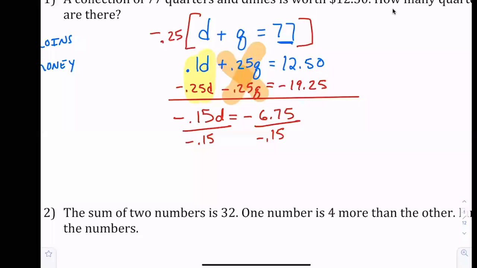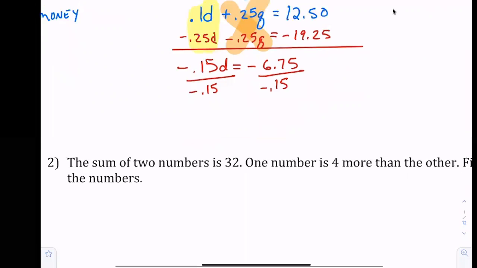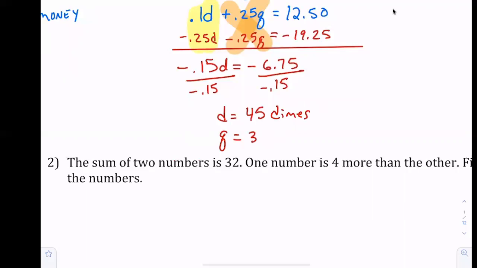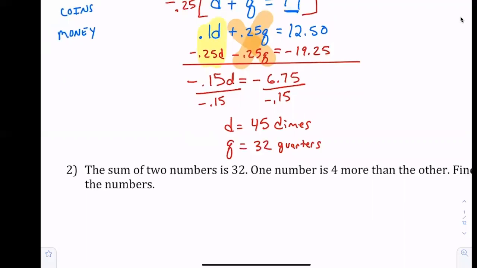Listen, I'm tired of hearing two people tell me. Someone else say something. Come on. So how many dimes are there? Hurry up. Let's use a calculator. 45. Somebody said 45 dimes. I got 45 dimes. And how many quarters would there be? 32 quarters. I don't think it's that hard. How do you know? Q stands for quarter, 77 minus 45. If there's 45 dimes, thank you for that.